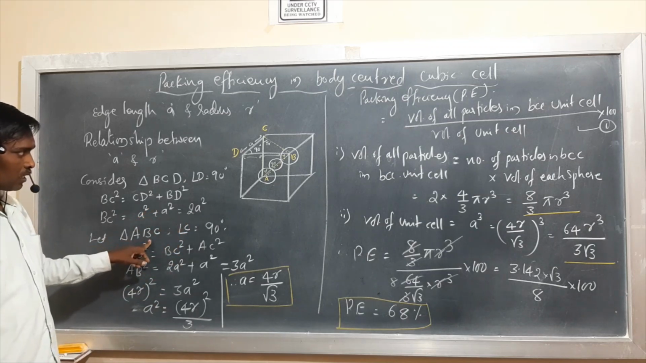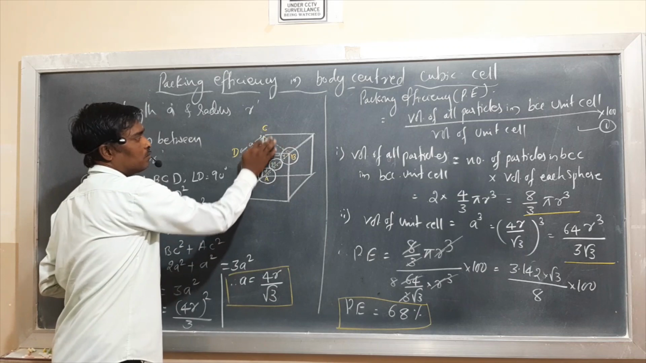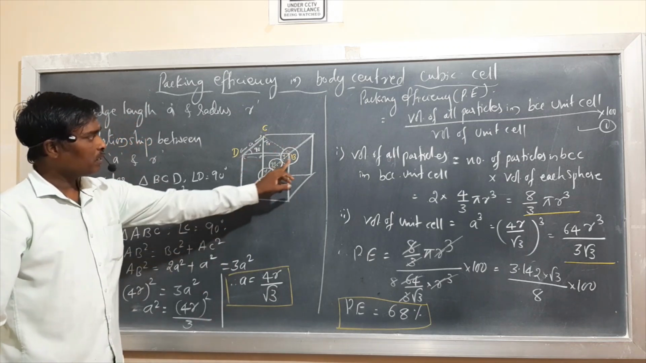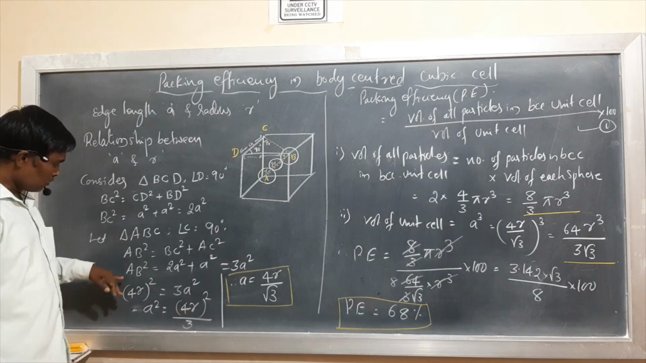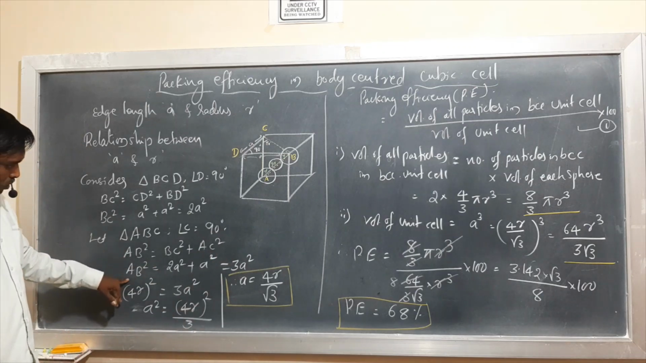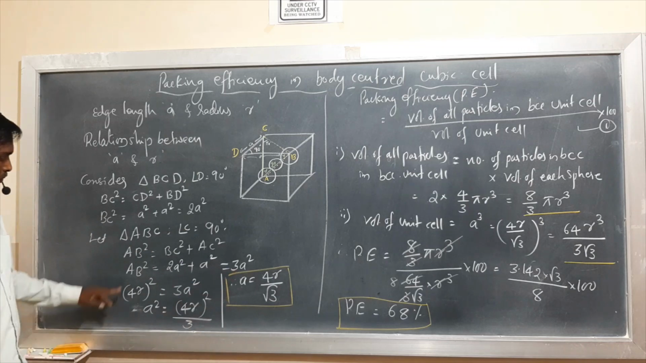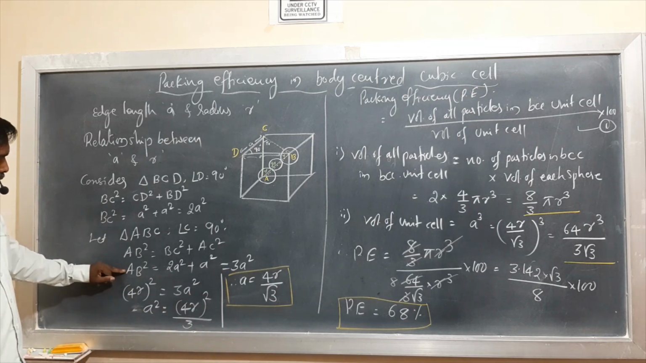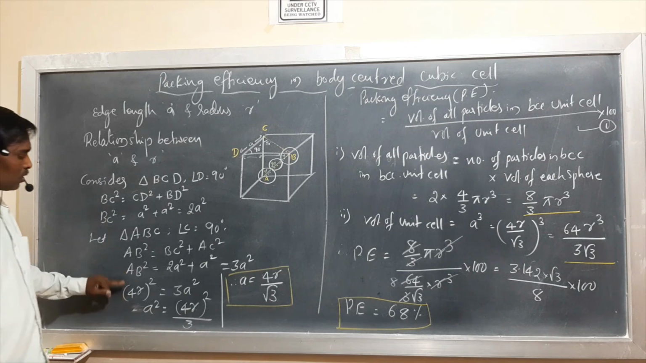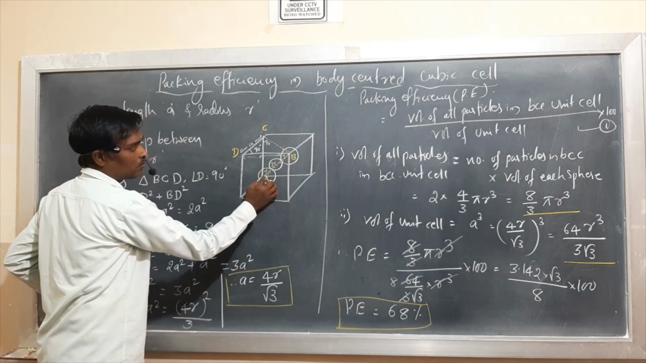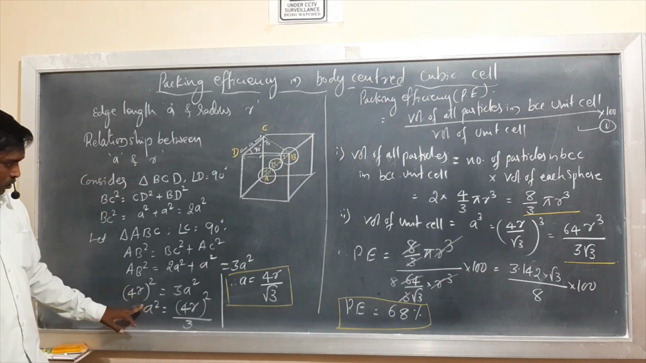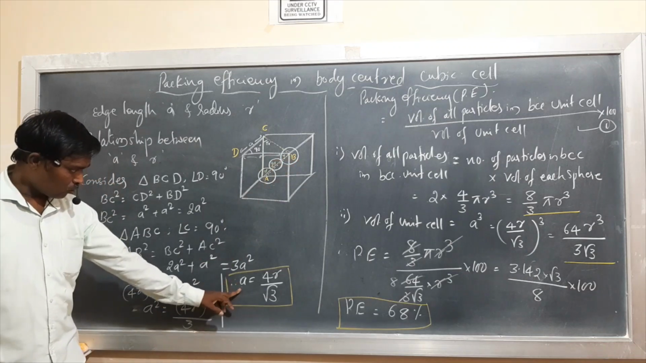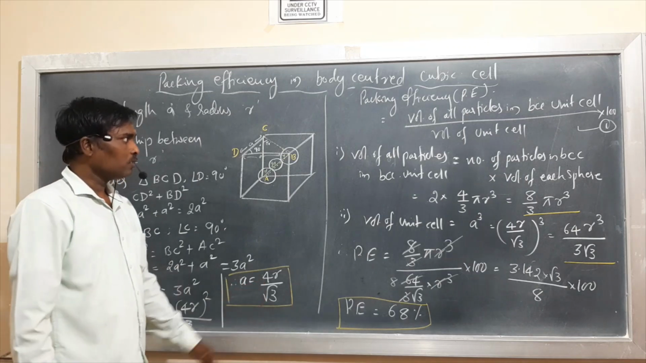Then consider triangle ABC. In this right angle triangle, AB is the hypotenuse. Therefore, AB square is equal to 3a square. AB is the length of the body diagonal, expressed in terms of the radius of the sphere, it is 4r, that is r plus 2r plus r. So then you find a equal to 4r by root 3.